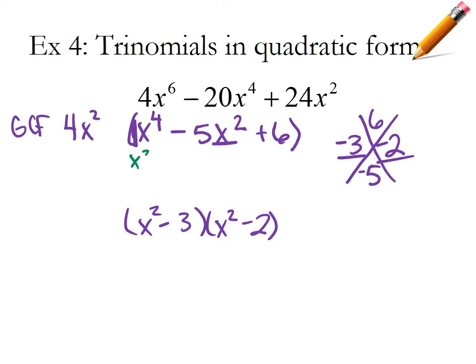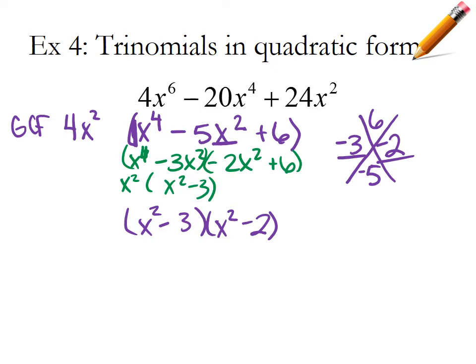If I was to use grouping, I would have x to the 4th minus 3x squared minus 2x squared plus 6. I would group. I'd take out an x squared. I'd take out a -2. And then you'd notice that's how I got to the x squared minus 3 and x squared minus 2. So when you have that leading coefficient of 1, jump ahead, make this process faster. And in the end, don't forget to bring down that GCF.